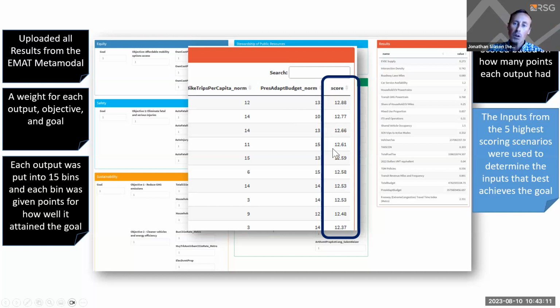And by knowing what those inputs were, we were able to say how many roadway lane miles we should be looking to build, how much supply we should provide for EVSE equipment, what types of ITS and operations investments we should make. So this is how we were able to derive from the outcomes that we are interested in to understand how the inputs related.